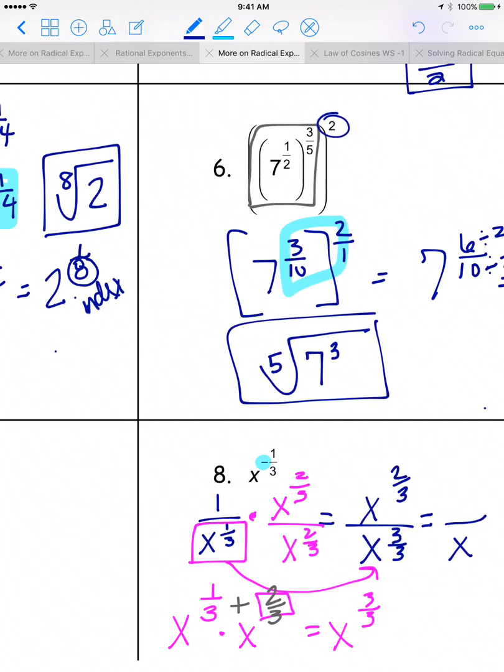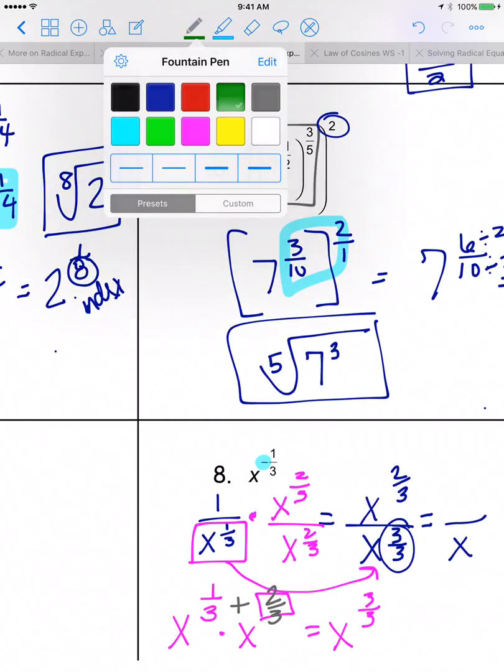And in the denominator, we already know what we're getting. We're trying to get x to the 3/3, which we did because 1/3 plus 2/3 gives us 3/3. And x to the 3/3 simplifies down to x to the 1st, which is just x.